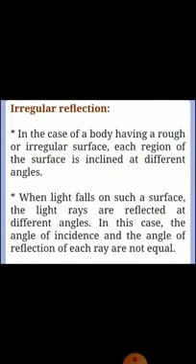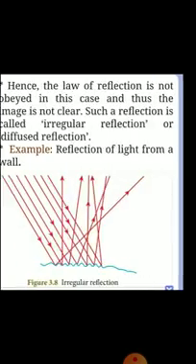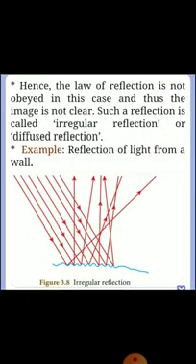Next, irregular reflection. In the case of a body having a rough or irregular surface, each region of the surface is inclined at different angles. When light falls on such a surface, the light rays are reflected at different angles. In this case, the angle of incidence and the angle of reflection of each ray are not equal. Hence, the law of reflection is not obeyed in this case and thus the image is not clear. Such a reflection is called irregular reflection or diffused reflection. Example: reflection of light from a wall. The irregular reflection of the image.